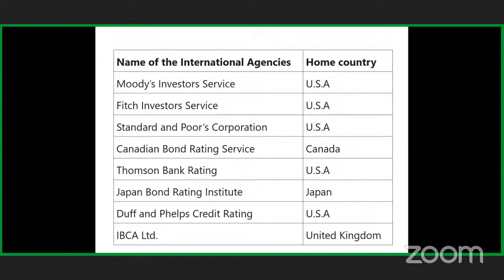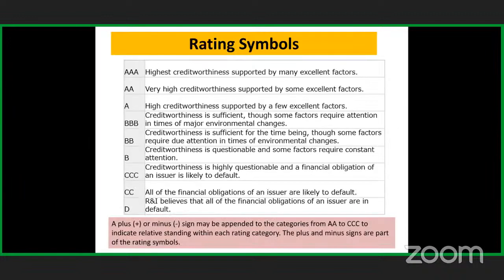Mostly we talk about Moody's, Fitch and S&P. Yes, this part is very important. We should know which symbols they use, right? Of course, I am giving you just one example.